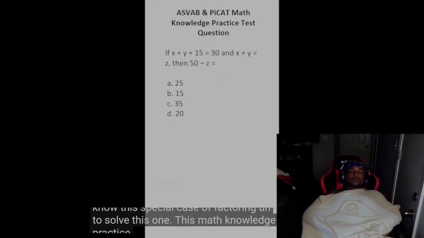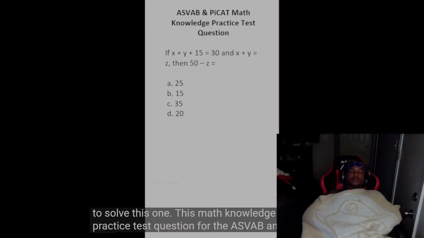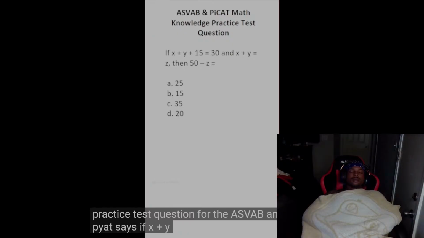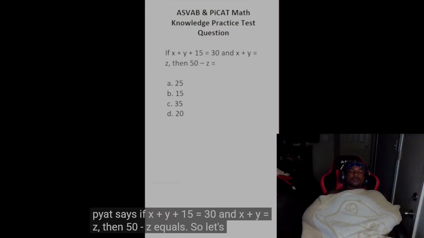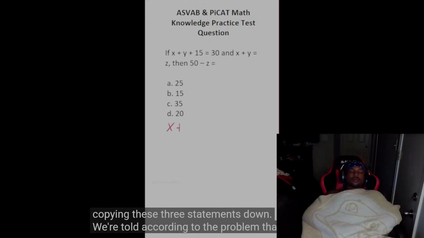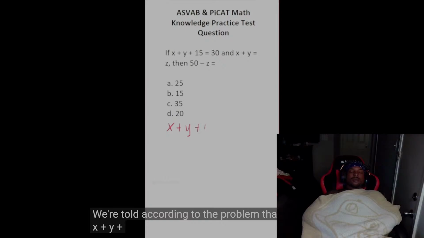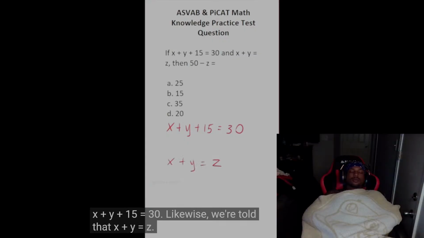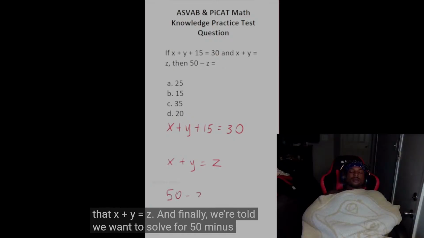This math knowledge practice test question for the ASVAB and PiCAT says, if x plus y plus 15 equals 30 and x plus y equals z, then 50 minus z equals. So let's start by copying these three statements down. We're told, according to the problem, that x plus y plus 15 equals 30. Likewise, we're told that x plus y equals z. And finally, we're told we want to solve for 50 minus z.